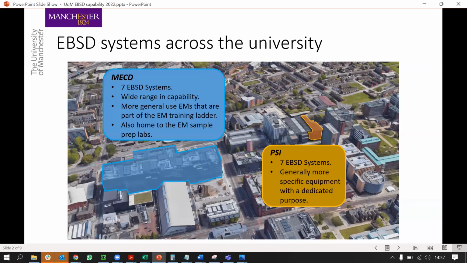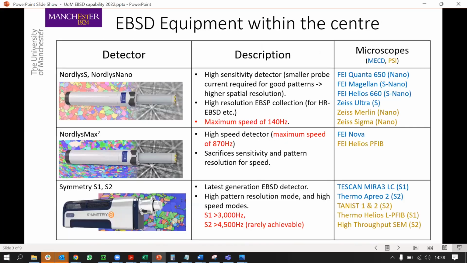So yeah, 7 systems in MECD. That's where we've got the more general use microscopes, and we've got 7 systems in PSI, where they're generally the more specific ones. In MECD, you will also find the EM sample prep labs for the ion polishing and things that really do help get samples for EBSD.